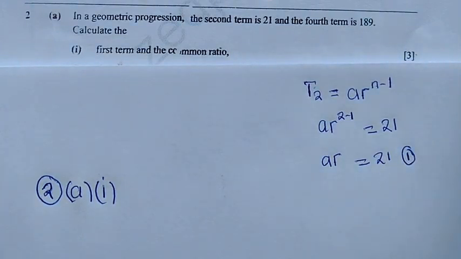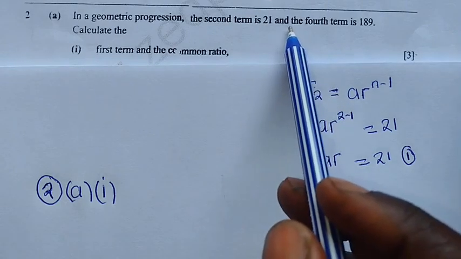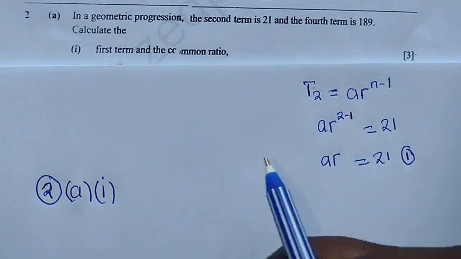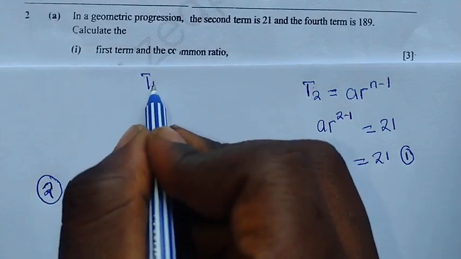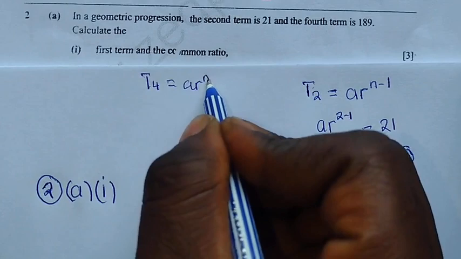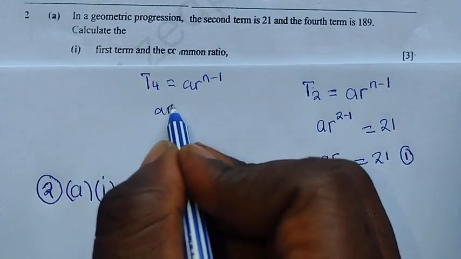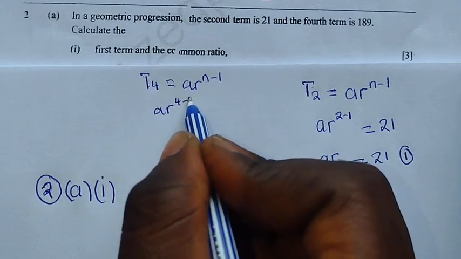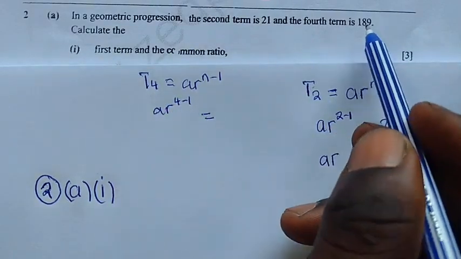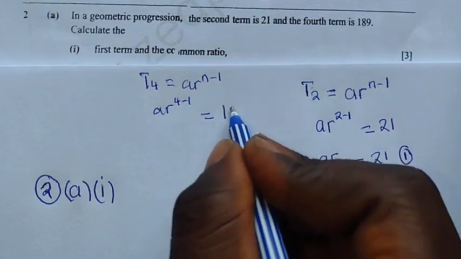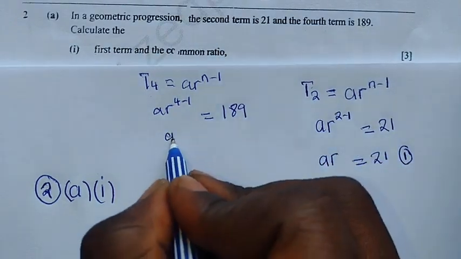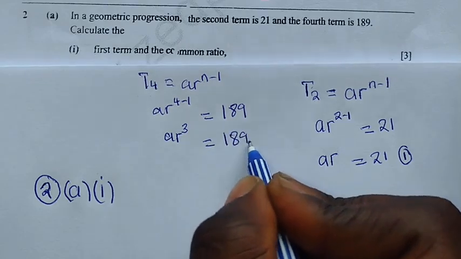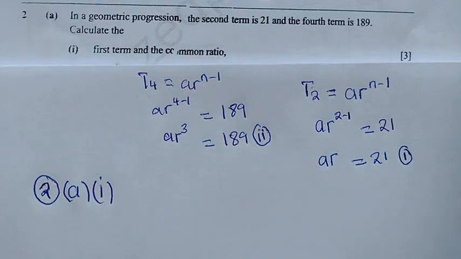From here we can also read the second piece of information: the fourth term is 189. So for the fourth term you say T4 equal to ar^(n-1). n is the fourth term, so you say 4 minus 1, equal to 189. So you substitute 189, and this will give you ar^(4-1), which is ar^3, equal to 189. You name this as your equation 2.